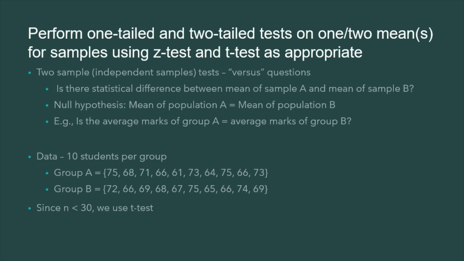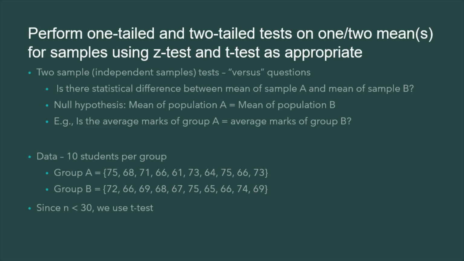The null hypothesis takes the form of the mean of population A is equal to the mean of population B. For example, is the average marks of group A equal to the average marks of group B? It is called independent samples because group A and group B are independent from each other. For example, I want to know whether there is a difference between two teaching methods and allocate students to either group A or group B. There are 10 students in each group, and here are their test results.